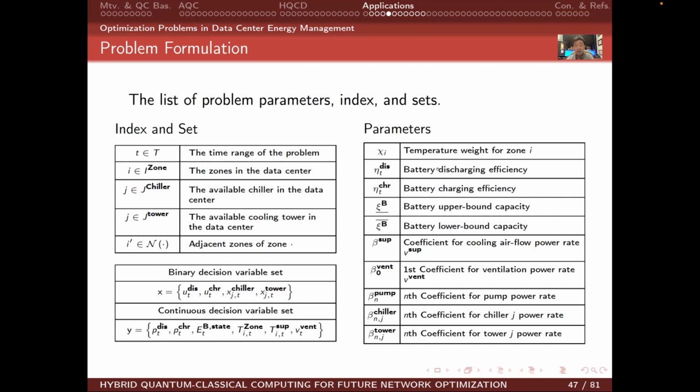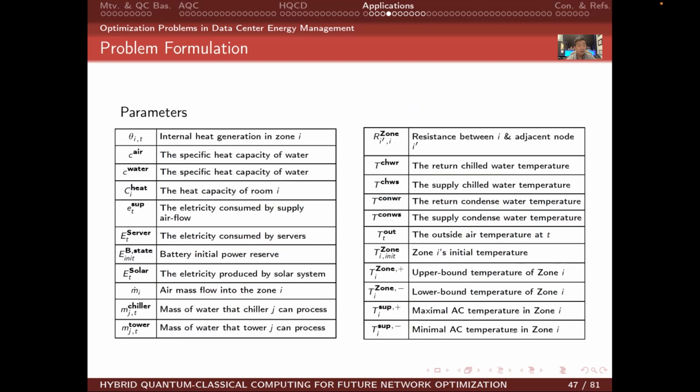So we have the temperature, battery discharging efficiency, battery charging efficiency, battery upper bound and lower bound, and the coefficient for cooling, and the coefficient for window power state, and all these coefficients for pumping state, chiller power, and tower power size. And also we have some other parameters. We have the water, heat, and the electricity, server state, and solar, and so on. And also we list all these things together. So all these things can be complicated constraints and parameters.